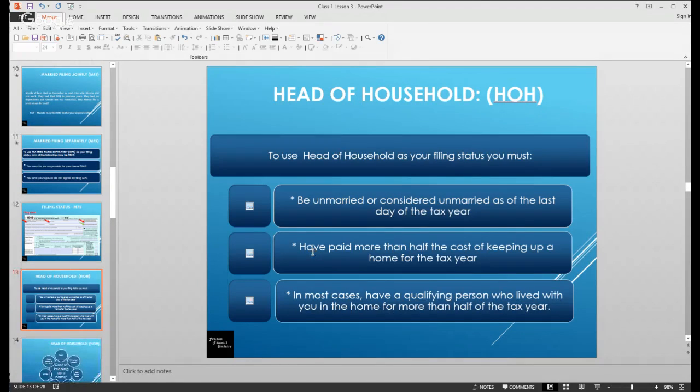Head of household. To use head of household as your filing status, you must be married or what we call considered unmarried as of the last day of the tax year. You have to have paid more than half the cost of keeping up the home for the tax year. And in most cases, you're going to need to have a qualifying person who lived with you in your home for more than half the year.